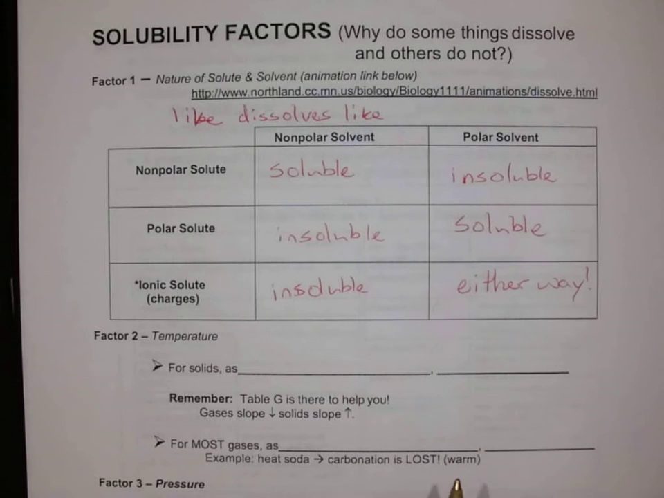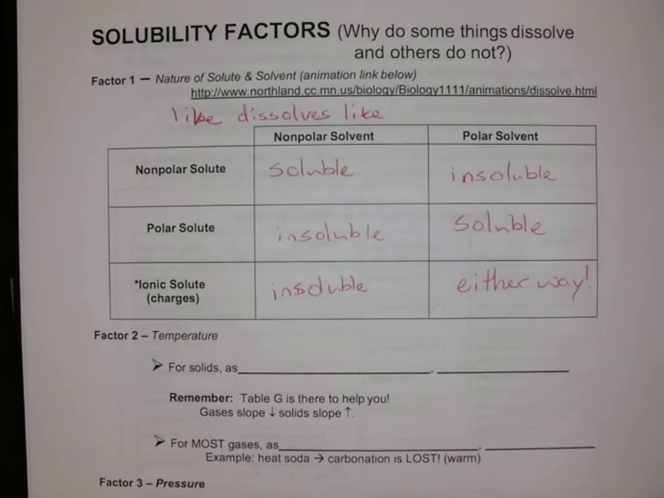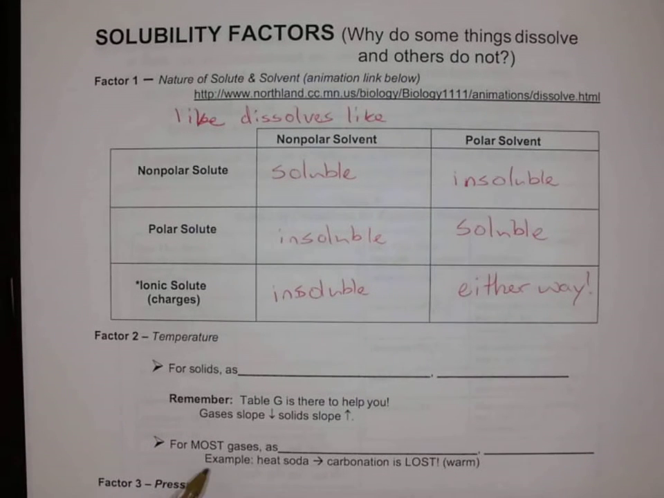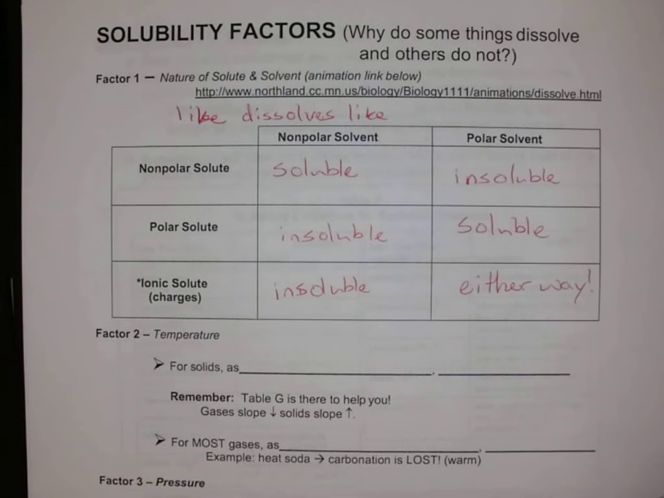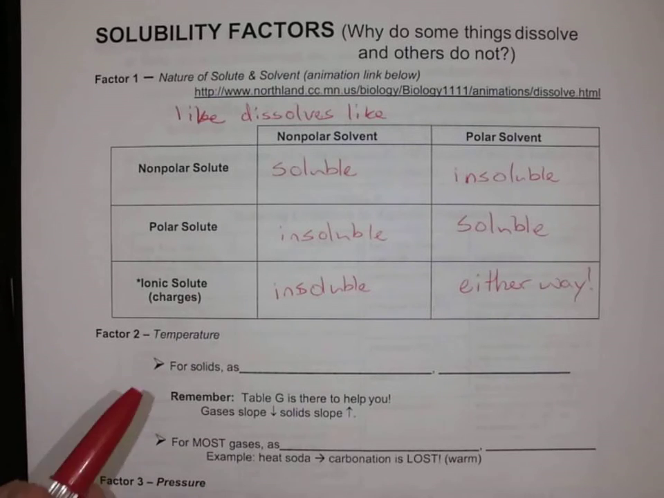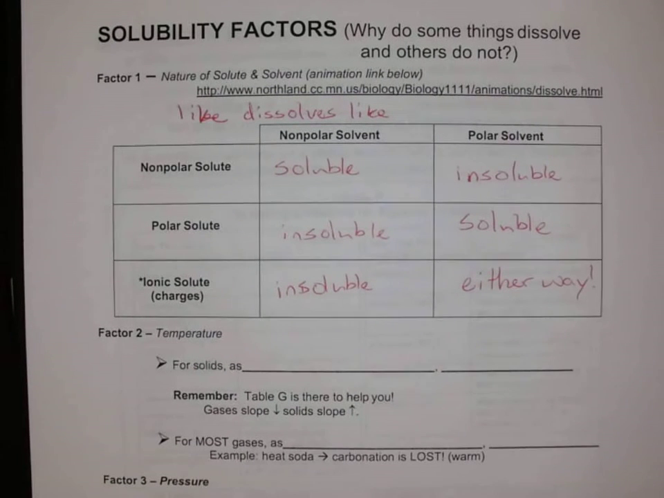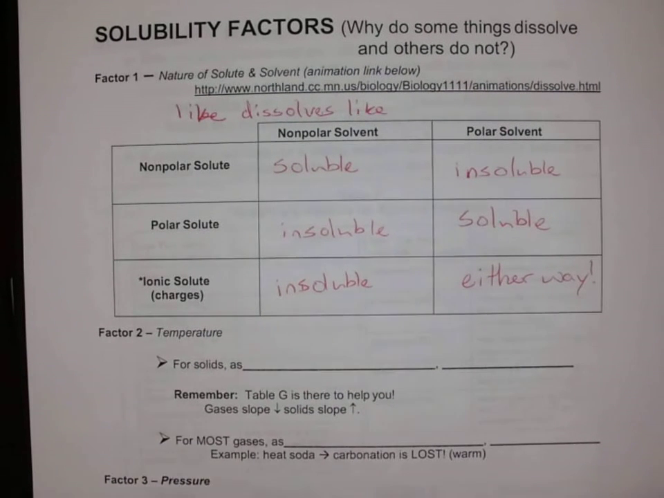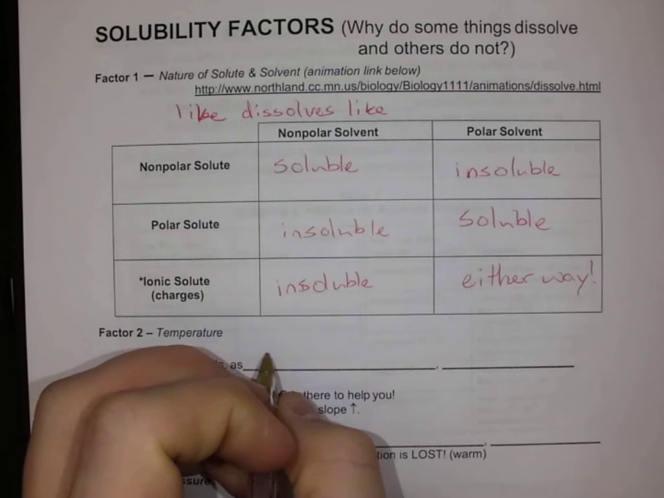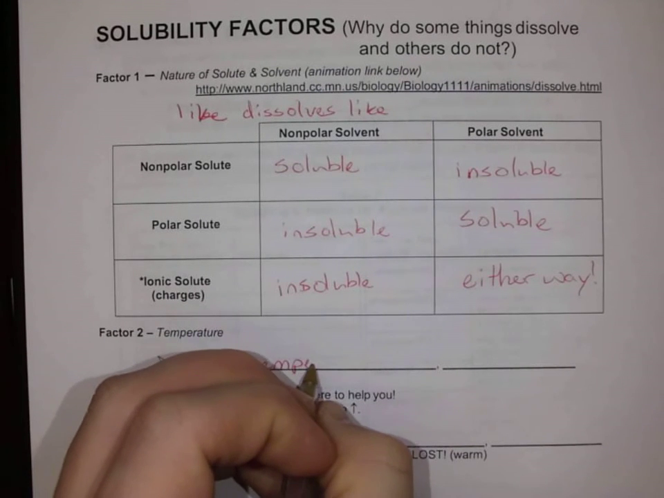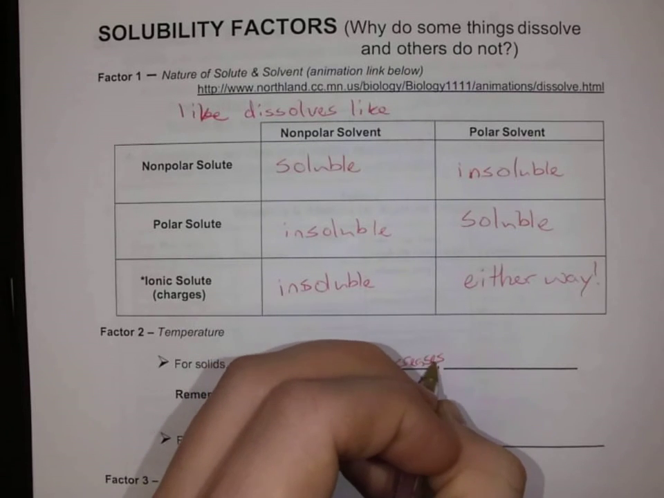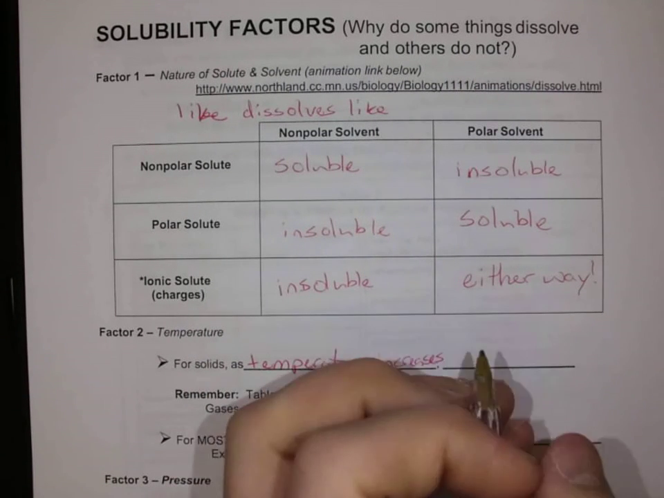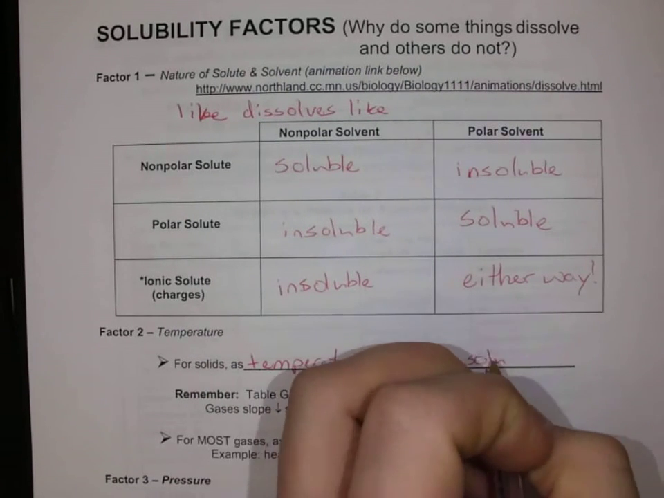The second piece that we can think about is temperature. Temperature and pressure, when we think about our soluble compounds, they're not actually always going to be soluble. They're going to depend on the temperature and pressure at which they're at. If we have a solid and we increase the temperature, as the temperature increases, the solubility is going to increase as well.